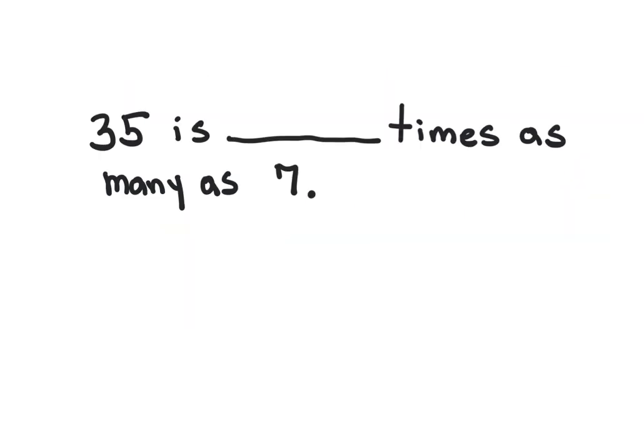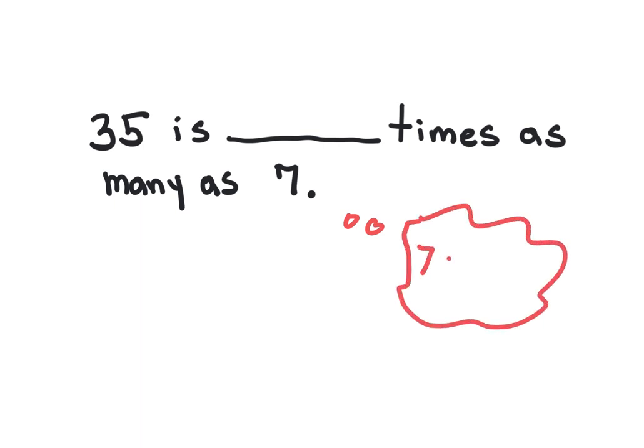All right, our next one. 35 is blank times as many as 7. So again, let's do the inverse operation, which would be division. And so let's think to ourselves, 7 times what gives us 35? And again, if we know our facts well, we know that 7 times 5 is equal to 35.